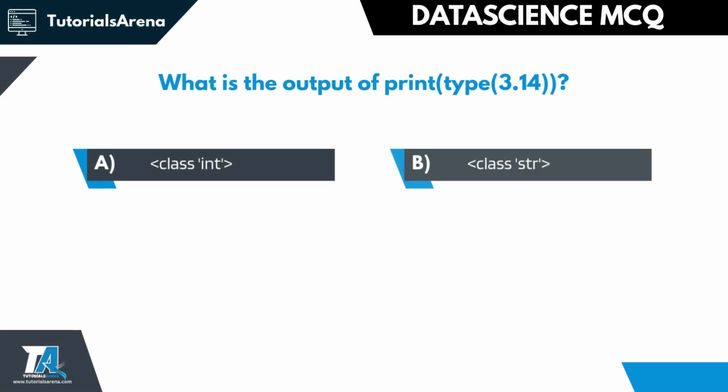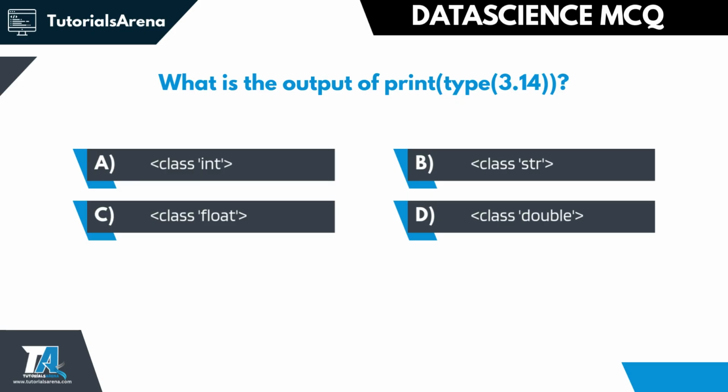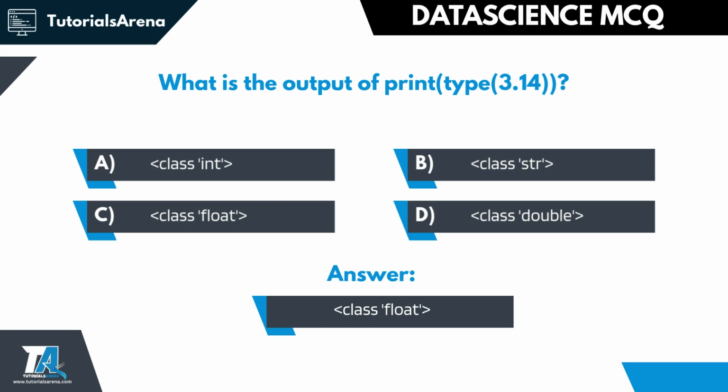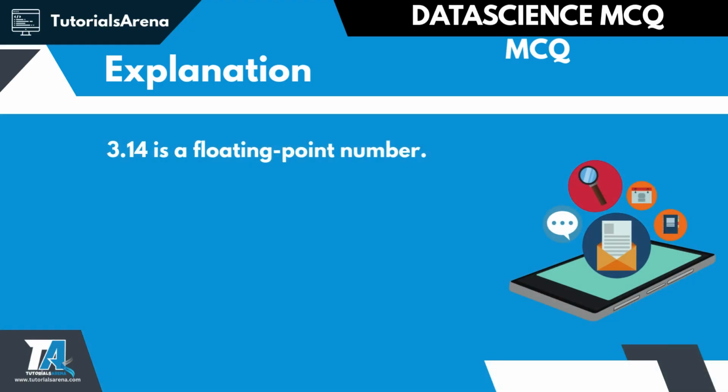What will be the output of this print statement? The answer is option C, class, float. 3.14 is a floating point number.